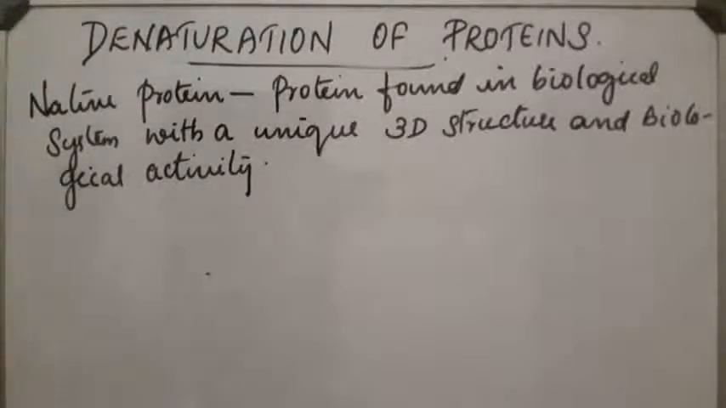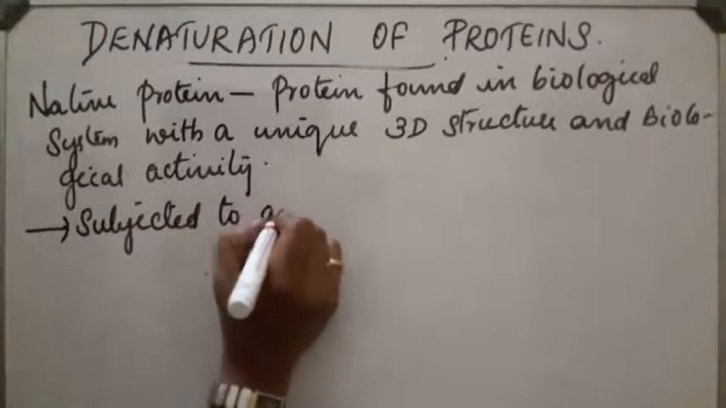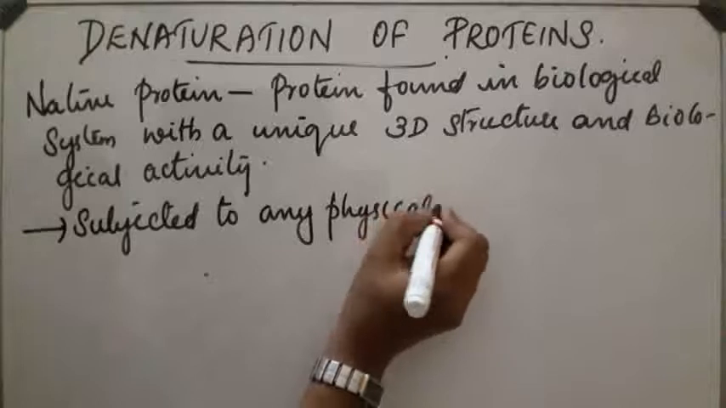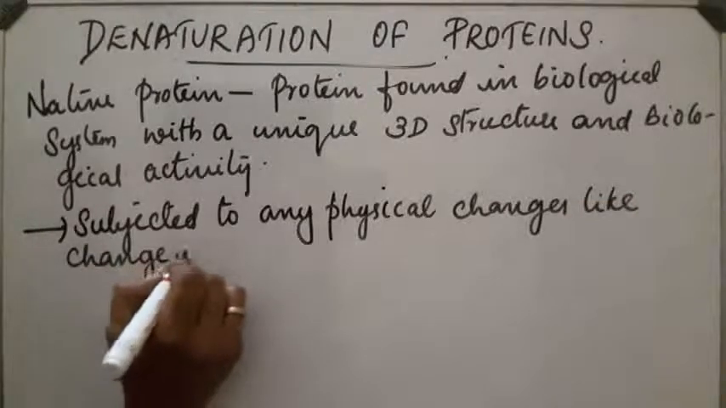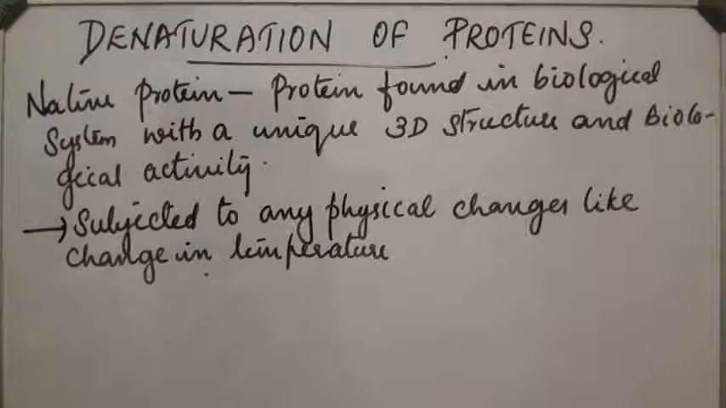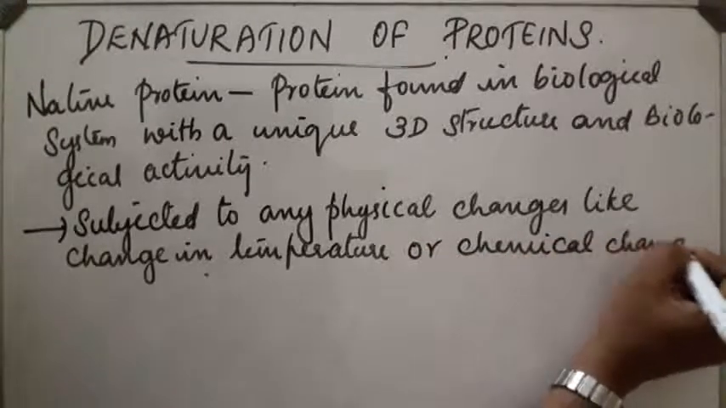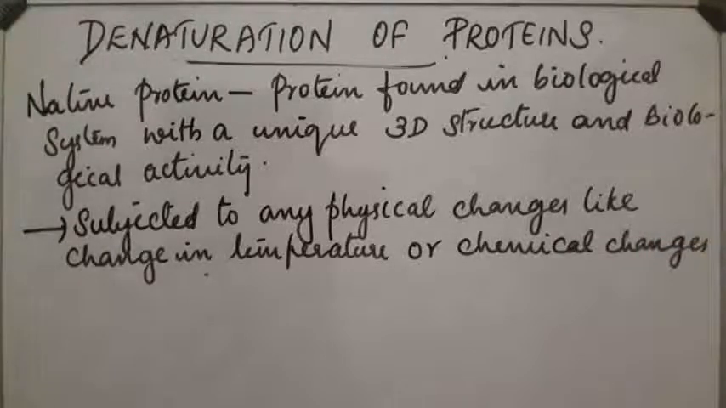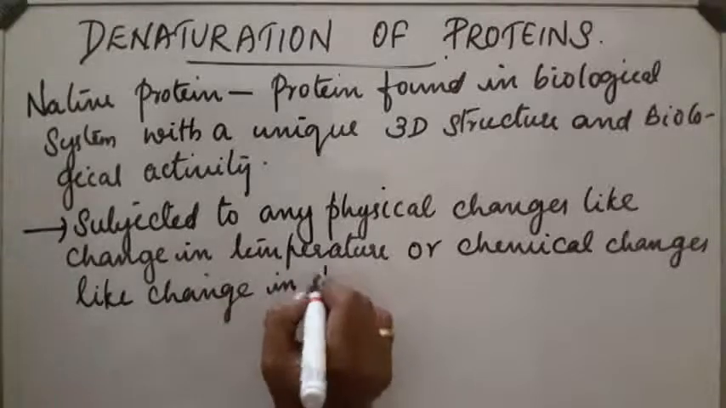If there is any change in this native protein due to any physical changes like change in temperature or change in pH, what will happen? Denaturation occurs. So what do you mean by denaturation? When a protein is subjected to any physical changes like change in temperature, if we are heating the compound, or chemical changes. Chemical changes means when it's subjected to any basic or acidic conditions, like change in pH.